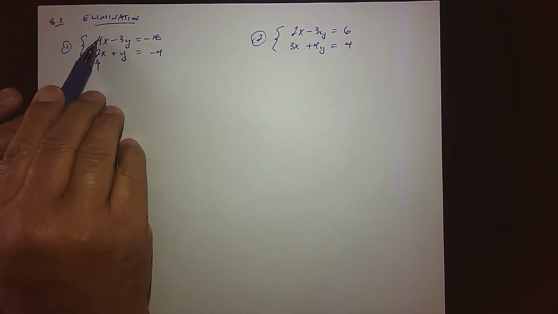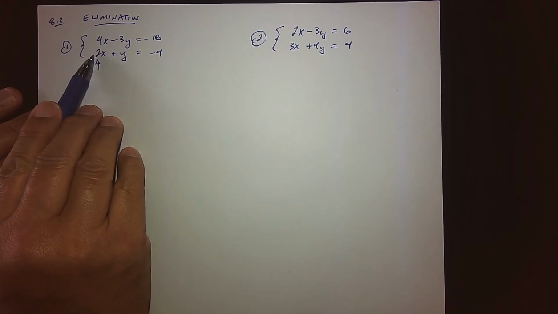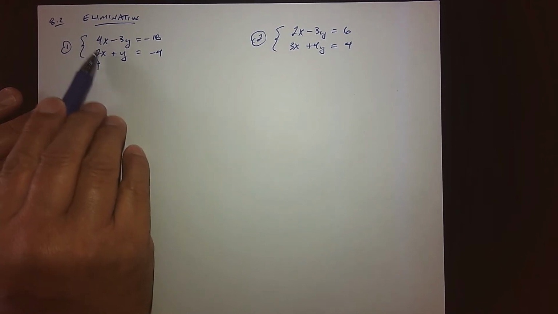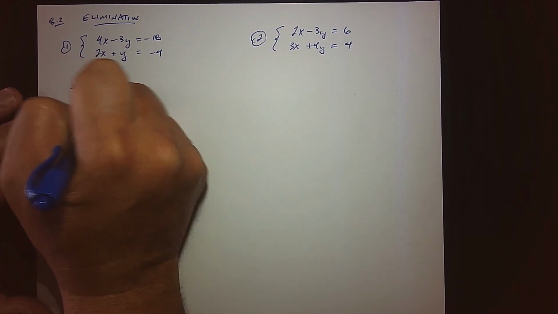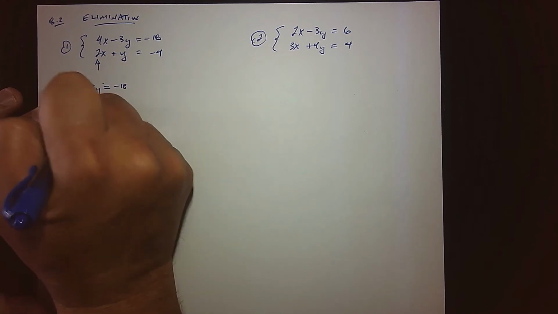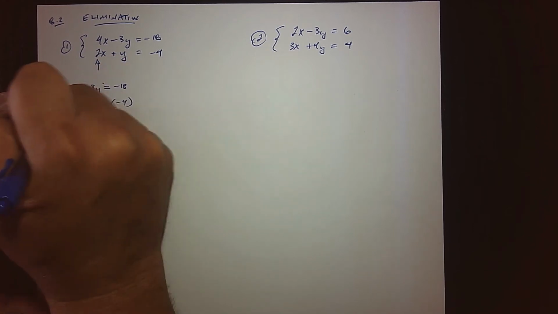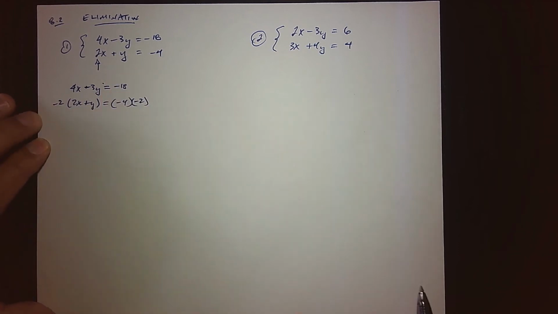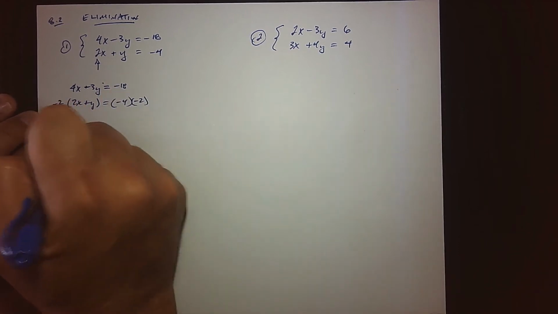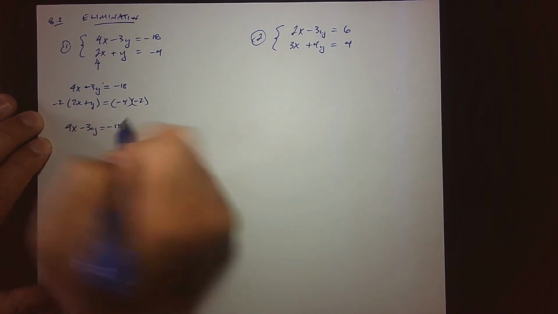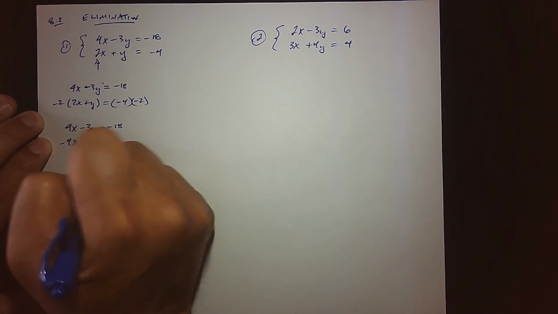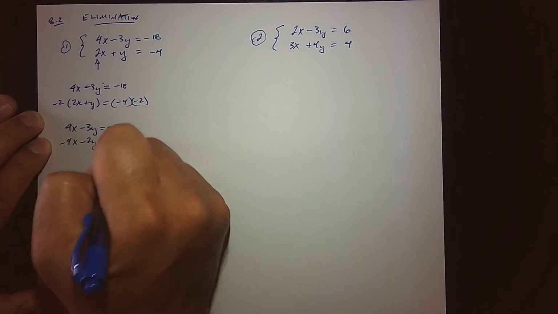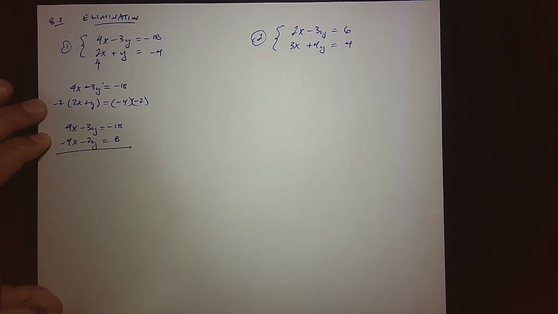Looking at the coefficients, we have 4 and 2, so they're not opposites. Pretty easy to get the opposites though, because all I need to do is take the second equation, take both sides and multiply both sides by -2. The first equation remains the same. The second equation, when I do all my distribution, is a minus 4x and a minus 2y, and I believe that'll be a positive 8. So by design, the x's are eliminated because they're opposites.